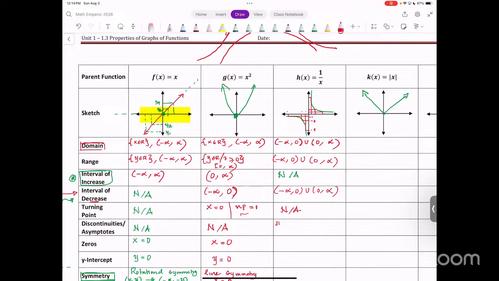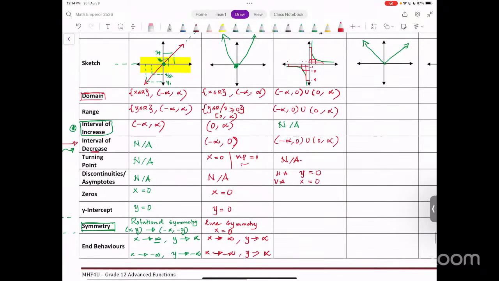There's a horizontal asymptote. You can see when the x values are going to infinity, my y is going close enough to 0, isn't it? So the horizontal asymptote is y equal to 0, the x-axis. Vertical asymptote at x equal to 0. Why vertical asymptote at x equal to 0? Because we have 1 over x. It's not defined at x equal to 0.